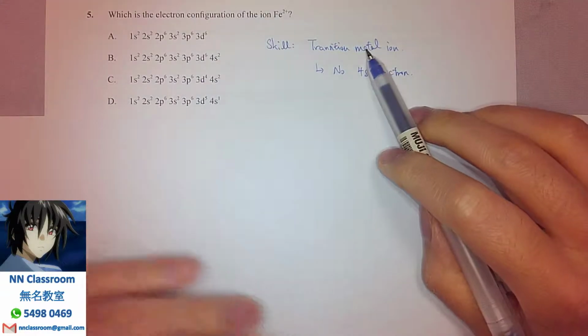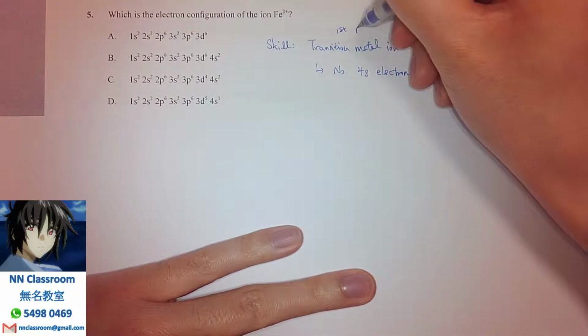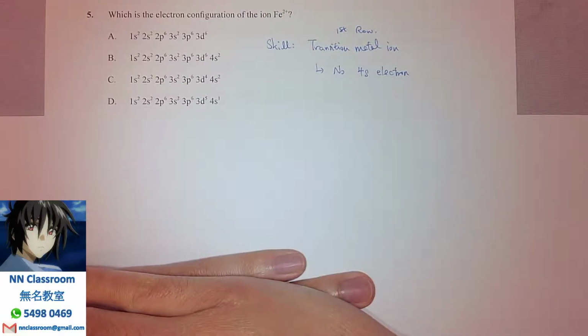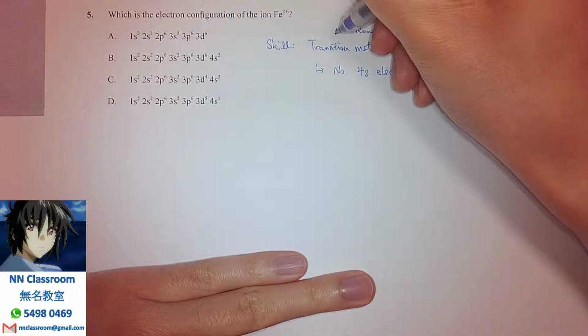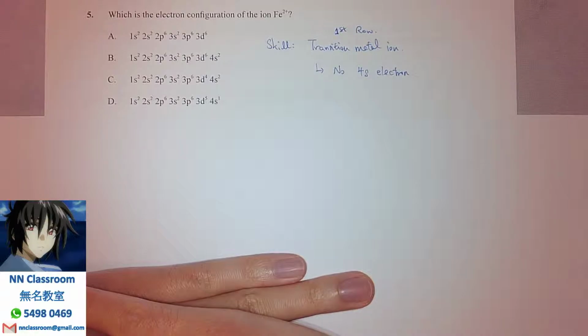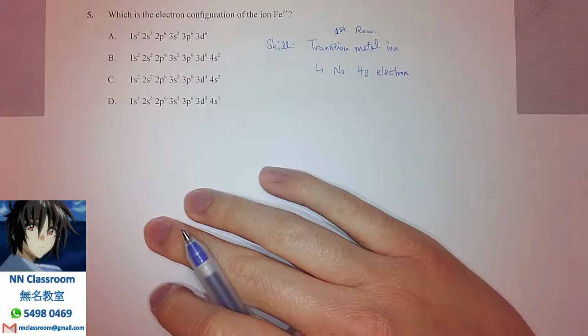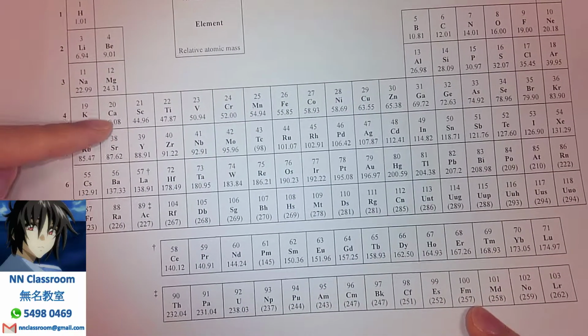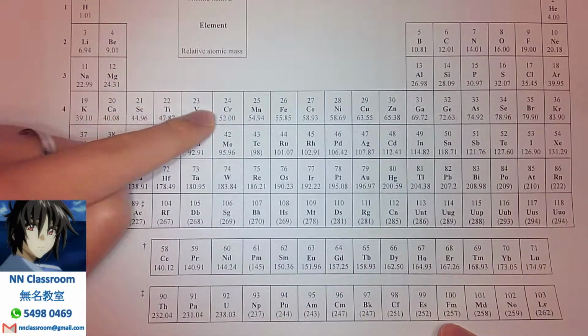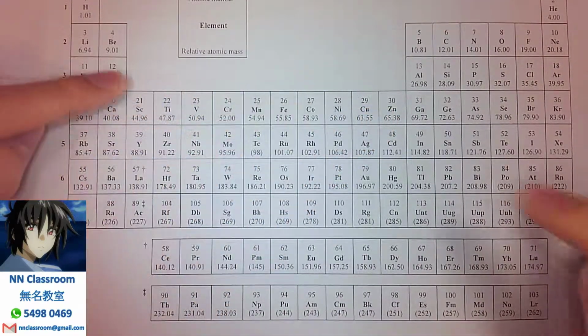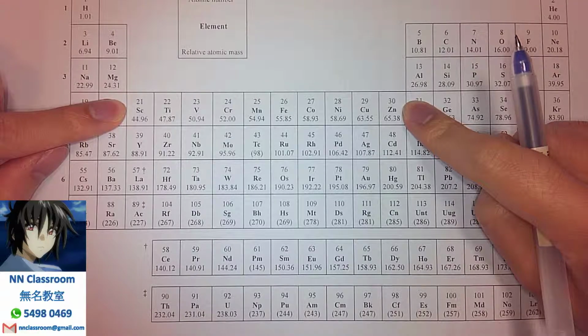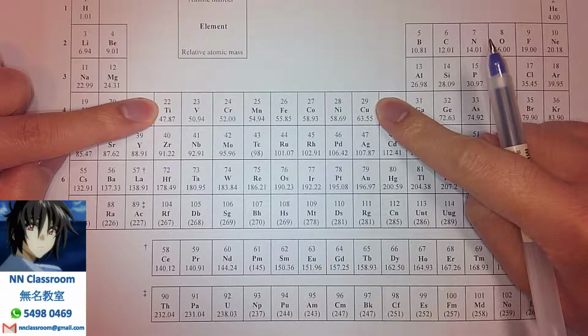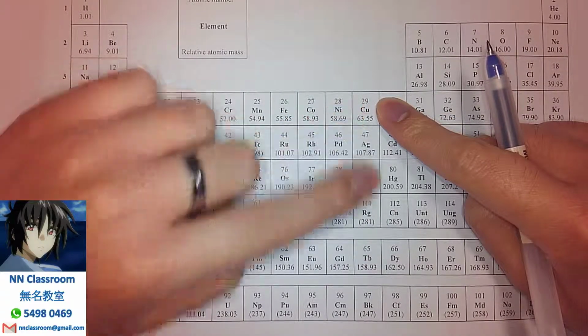Of course, this applies to just the first row, and in your IB syllabus, most likely they will only test the first row of transition metals. So that means from scandium all the way to zinc, right? Supposedly all the d block elements, particularly the transition elements from titanium up to copper, right?